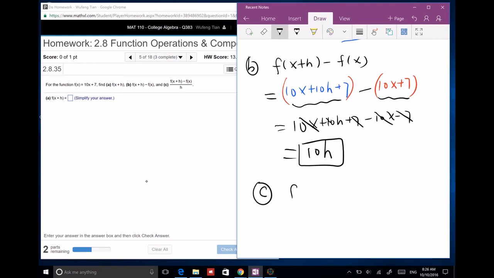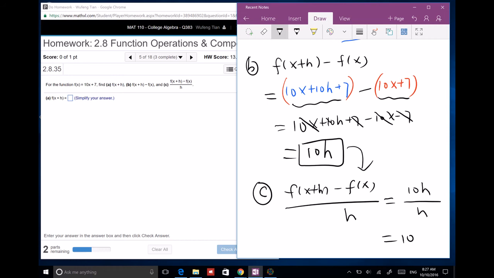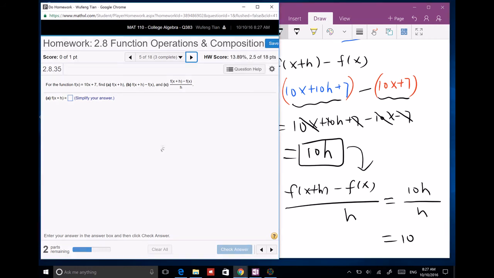C, what is f(x+h) minus f(x) divided by h? The top part is 10h, and the bottom is h. It's going to be 10, because that's 10h over h. Plug it in. Okay, pretty simple.